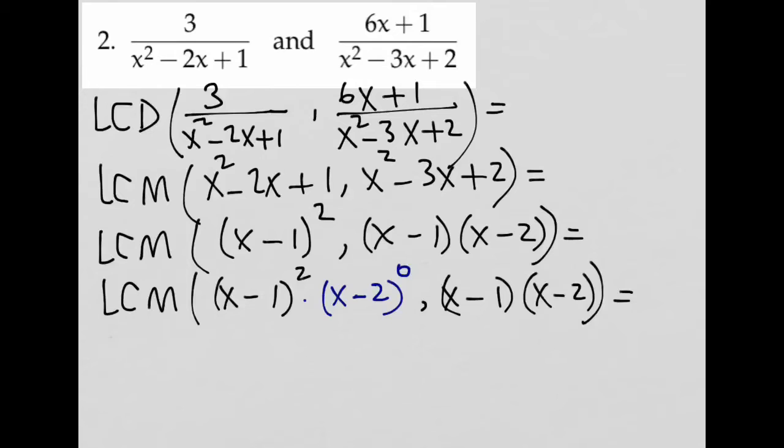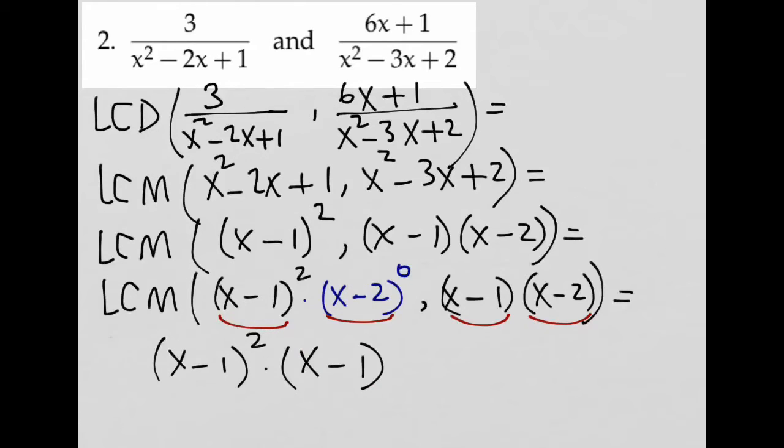So when comparing x minus 1 squared and x minus 1, which is x minus 1 to the power 1, we take x minus 1 squared. And when comparing x minus 2 to the power 0 and x minus 2 to the power 1, we take x minus 2 to the power 1. So the least common denominator of the two rational expressions is x minus 1 squared times x minus 2.